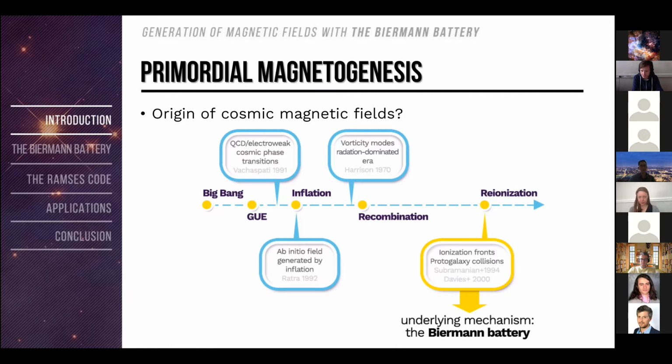Another invoked process would have taken place prior to recombination. It was proposed that the primordial magnetic field could have been generated during the radiation-dominated era in highly rotating regions of the universe. But this idea is now considered rather unlikely because of the rapid decay of vorticity modes when structure forms. And finally, the last class of mechanisms occurs during reionization, or the time of formation of the first stars and galaxies.